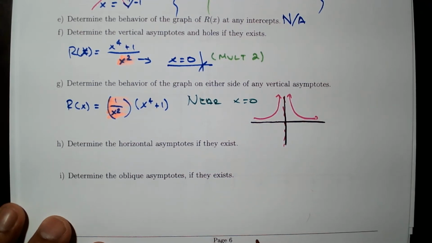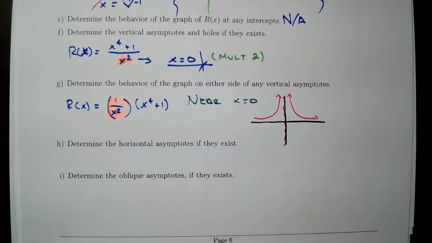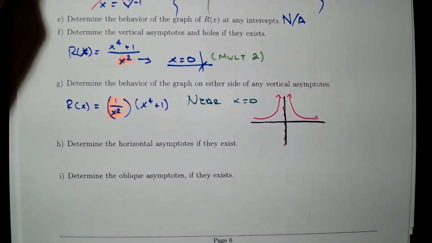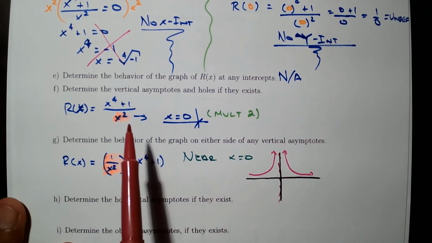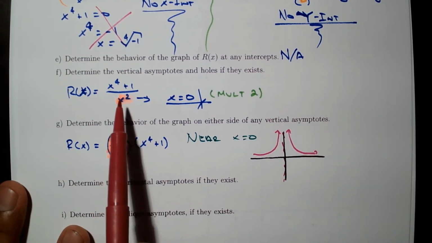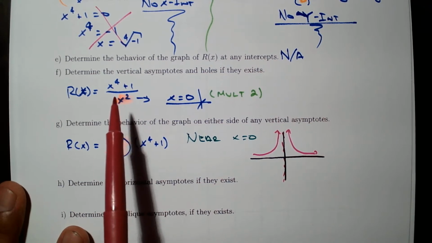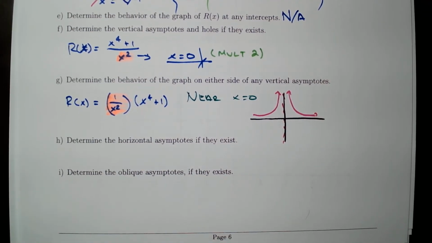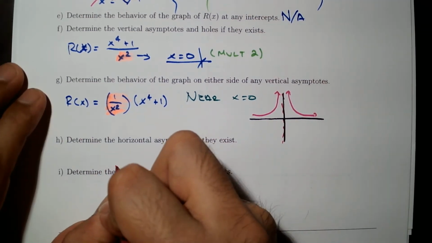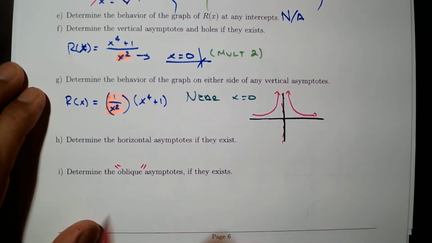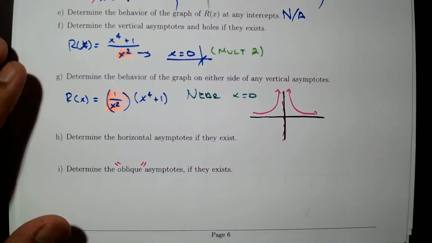Determine the horizontal asymptotes if they exist. Well, in this case, there is no horizontal asymptote because the degrees of the numerator and denominator differ by 2 or more. So in this case, we are going to have some sort of an oblique asymptote. I mean, this is going to be oblique with quotation marks. I will explain why.